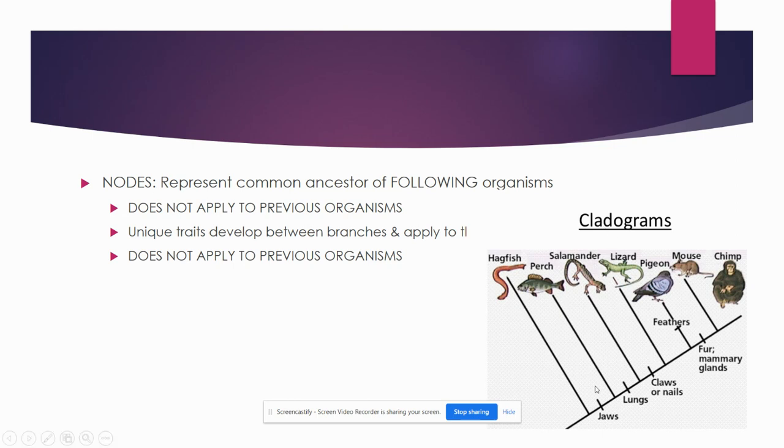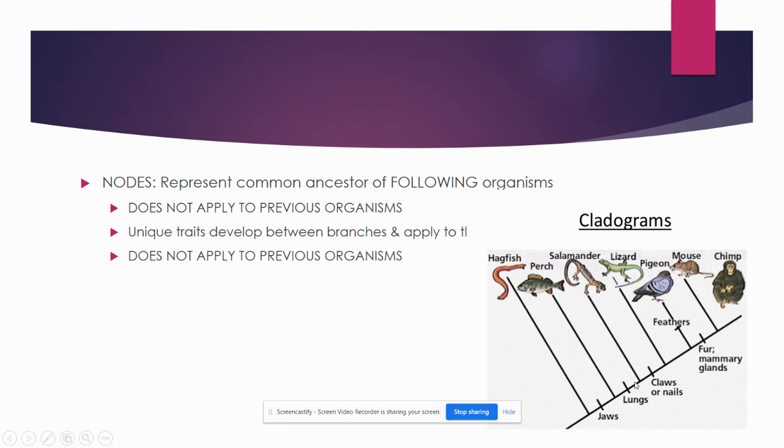So same thing goes on with the traits. The organisms that have the traits are following where the trait is on the branch. So for example, lungs. You see this one right here? It says lungs. So the only organisms that have lungs on this cladogram are the salamander, the lizard, the pigeon, the mouse, and the chimp. The perch and the hagfish do not have lungs because they are previous on the cladogram.